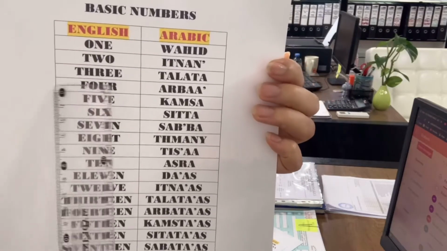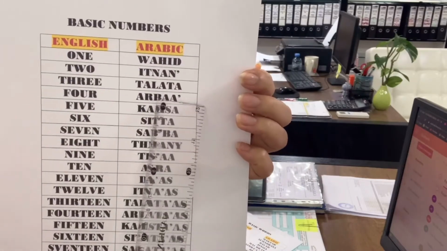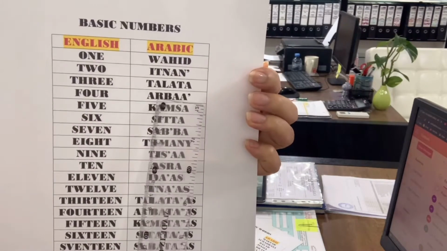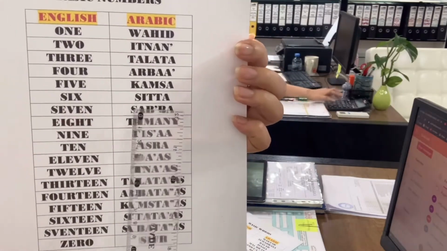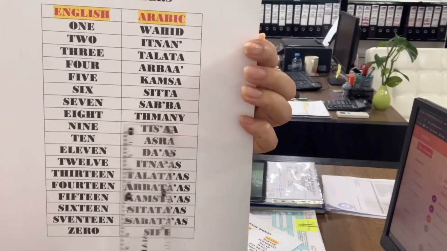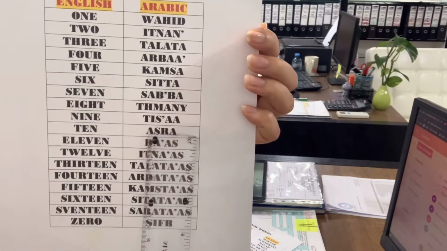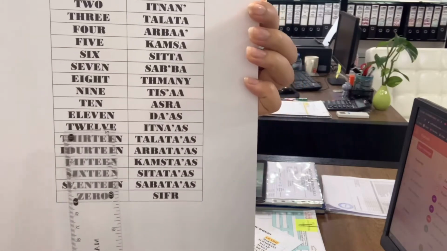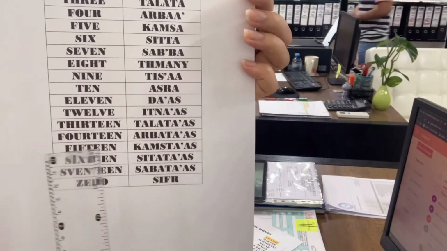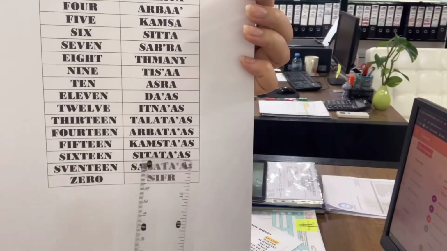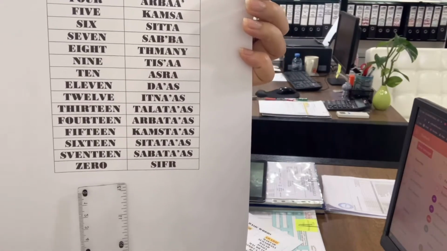English to Arabic. So, 1, wahed, 2, itnan, 3, talata, 4, arba'a, 5, kamsa, 6, sita, 7, sab'a, 8, timani or timanya, 9, tis'a, 10, asra, 11, da'as, 12, itna'as, 13, talata'as, 14, arbataas, 15, kamstaas, 16, sitataas, 17, sabataas, 0, sapper.